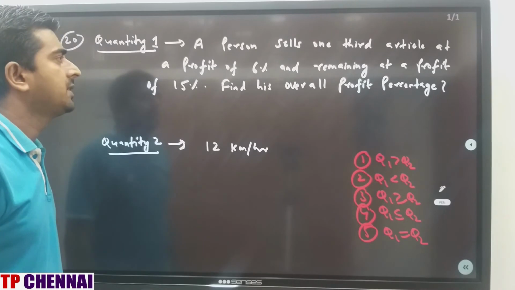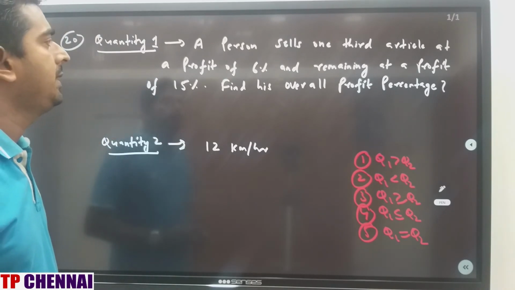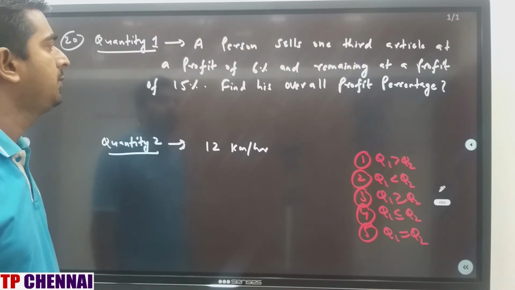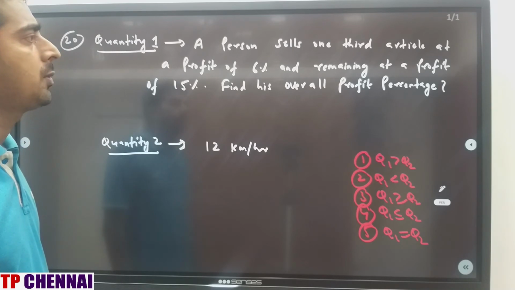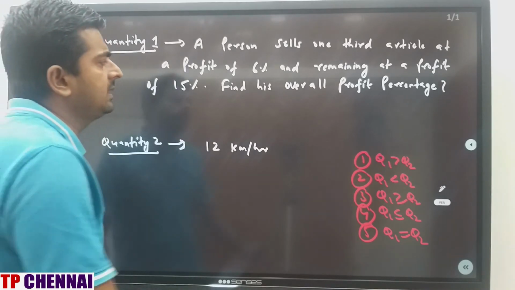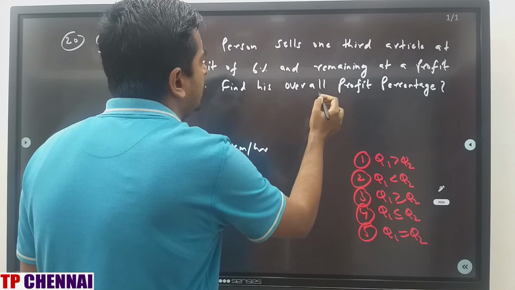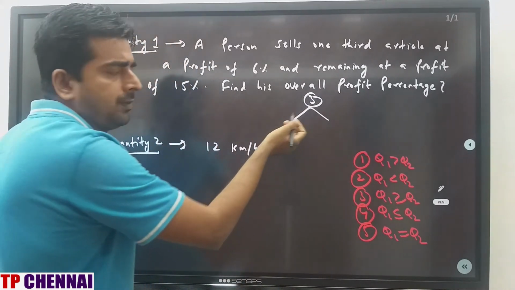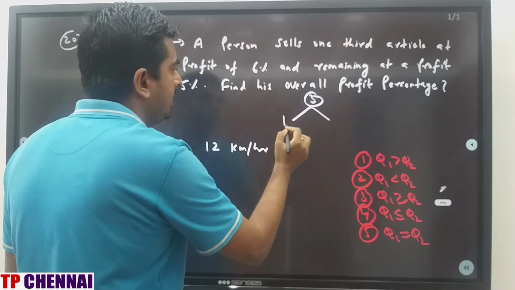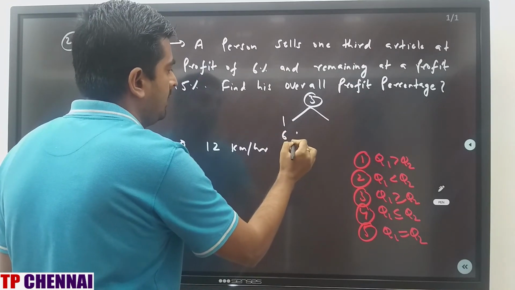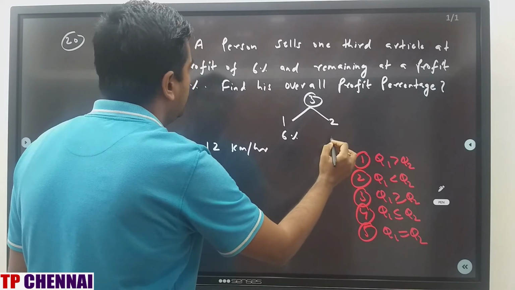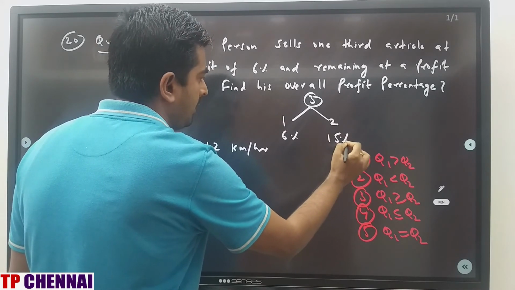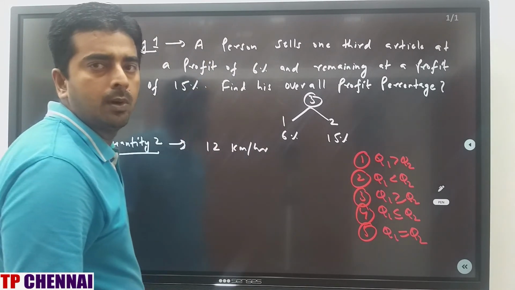Quantity 1. A person sells 1/3 article at a profit of 6% and remaining at a profit of 15%. Find his overall profit percentage. Very simple one. I am saying that I have 3 articles. In that, 1/3 of 3 is 1 article at 6% profit. So remaining I have 2 articles at 15% profit. Now I need to calculate overall percentage change.